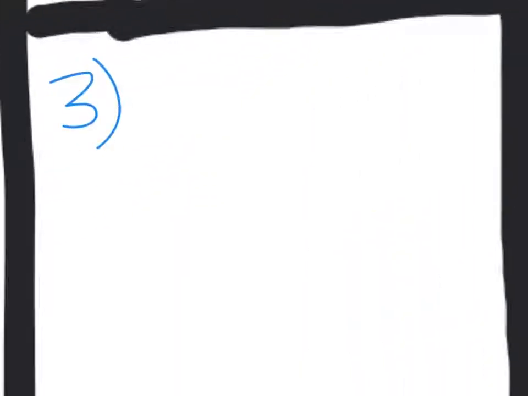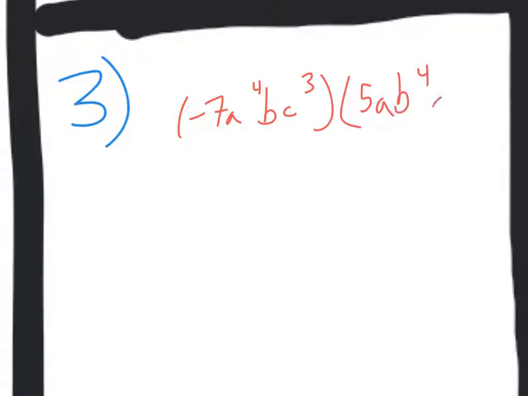Number 3. Ooh, number 3 is a doozy. This one's got a lot of work to do. So let me write this out. Okay. Wow. So for this example, we're actually multiplying two terms here. We've got this guy in the blue, and we've got this guy in the black. We're multiplying those two things together.